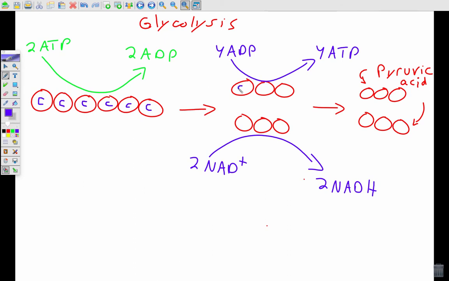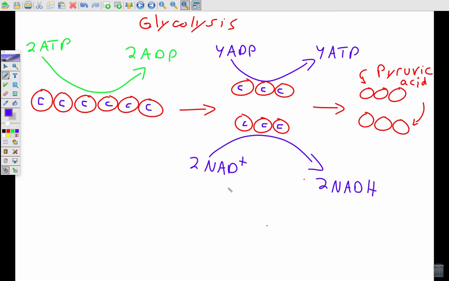So these 2 3-carbon molecules will allow 4 ADP to come in, pick up energy in phosphate groups, and leave as 4 ATP. So already we've made some ATP that's going to be used by the cell for whatever the cell's doing. Additionally, you have 2 NAD positives that come in and leave as 2 NADHs.